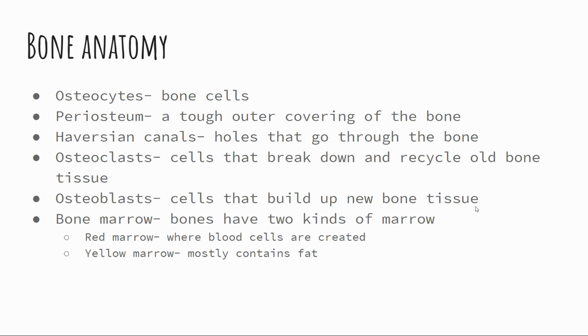Then you have bone marrow, and in animals, there's two different types of bone marrow. You have red marrow, which is where new blood cells are going to be created. And then you have yellow marrow, which is mostly fat and insulation and some nutrient storage.